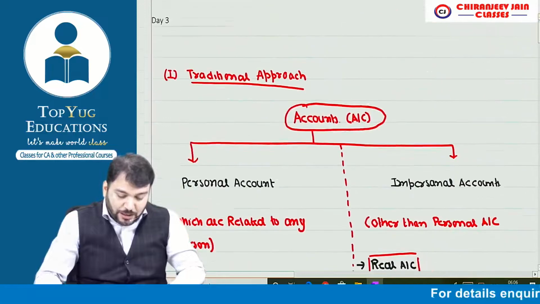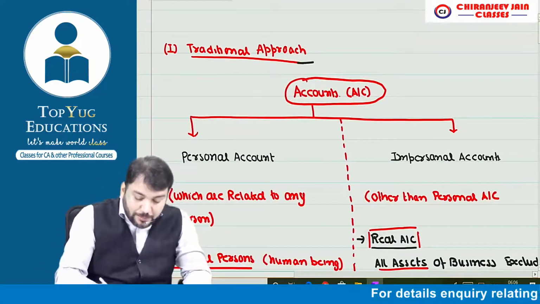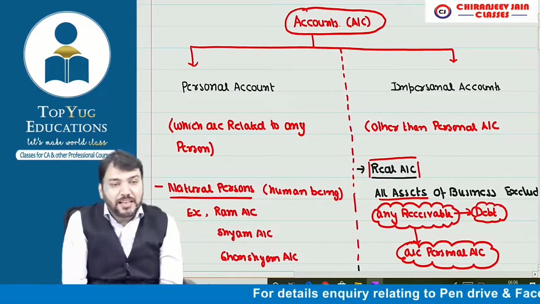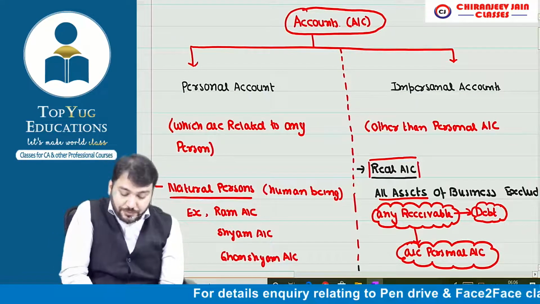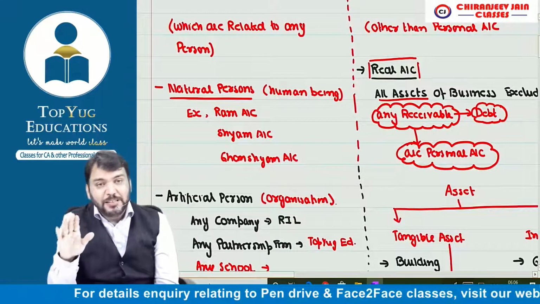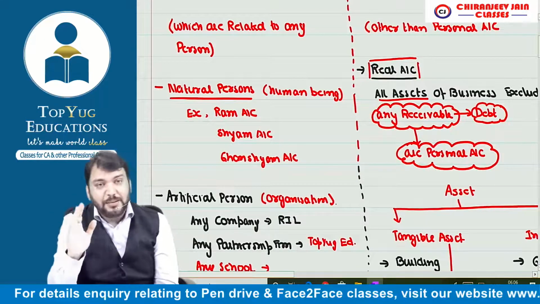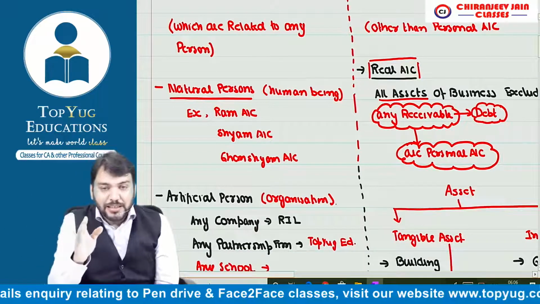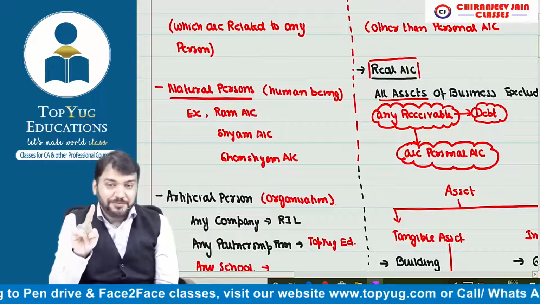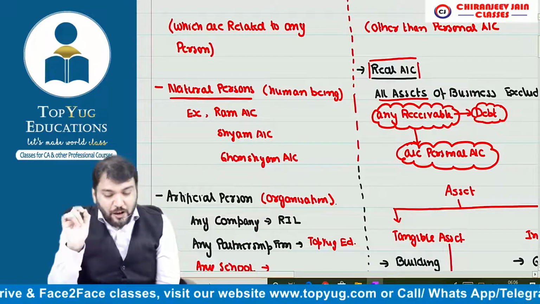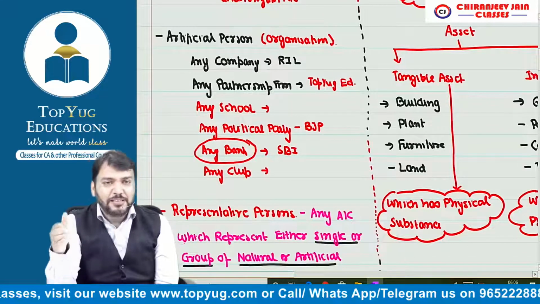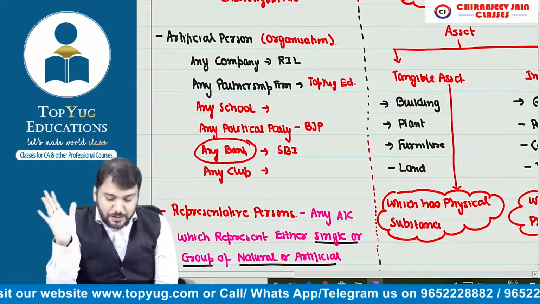Tell me where we reached from where we started. In the traditional approach, I started with account. Account means personal account and impersonal account. Personal account can be natural, artificial and representative personal account. Then we said impersonal accounts are not related to a person. They can be real accounts or nominal accounts. Real account means all assets of the business except receivables. Nominal account represents all expenses and all income.